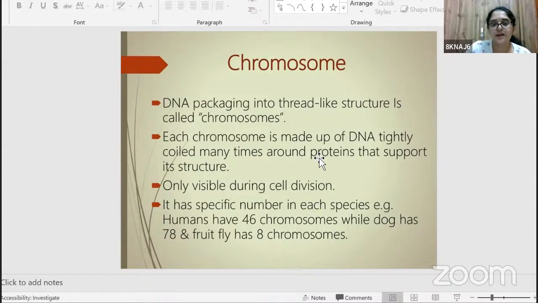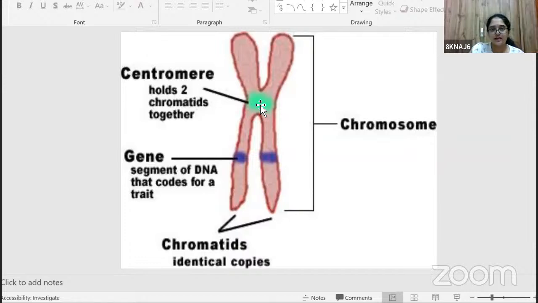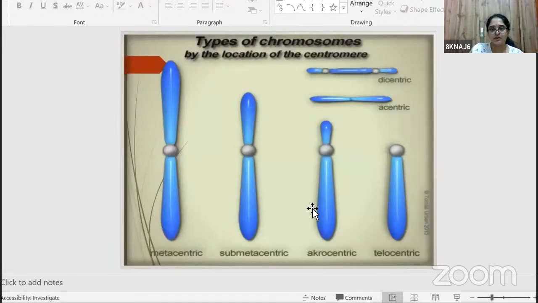When it comes to the classification, the constricted region of the linear chromosome is known as the centromere. It divides the chromosome into two arms, helps keep it in an aligned region, and provides the site of attachment for the sister chromatids. So this is the centromere, which holds the two sister chromatids together. This is the whole chromosome. The telomeres are usually over here at the ends of the chromosome. These are the genes present at loci on the chromosomes. And these are the two chromatids, which are identical in nature.